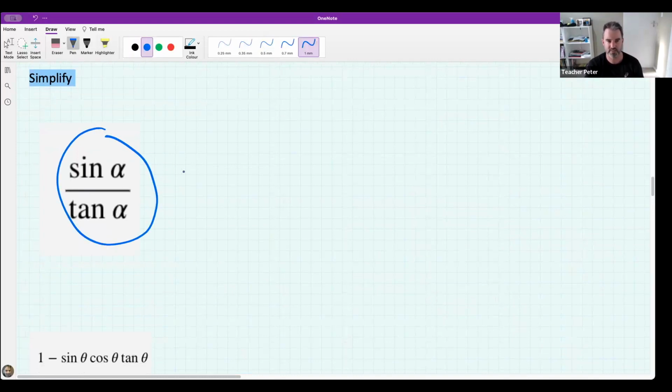And I would love somebody to give me an idea about what they might change. This is a fraction, but I want to make it simpler. Where would you start? You can pop your hand up and give me an idea, or you can put it in the chat. Who has an idea about where you would start simplifying this trig fraction?